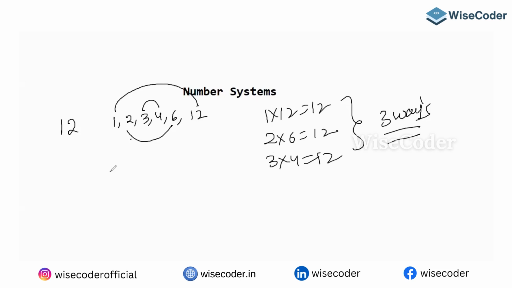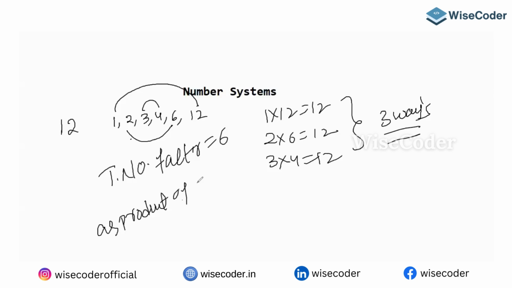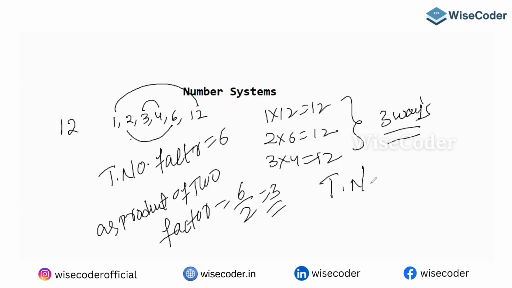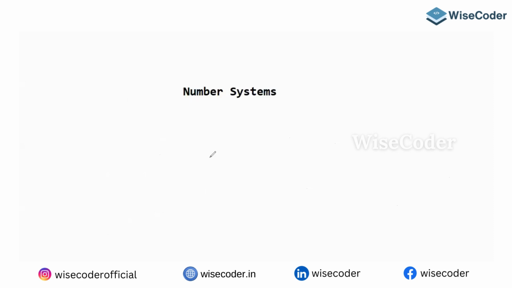Which means what? If the total number of factors is 6, as a product of two factors it is going to be around half of that only, no? If I know the total number of factors, divided by 2 will give you the number of ways as a product of two factors. So that's what I want to tell you. Then how to figure out the factors?